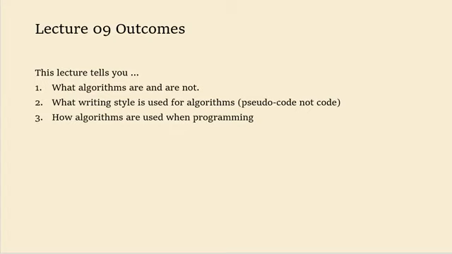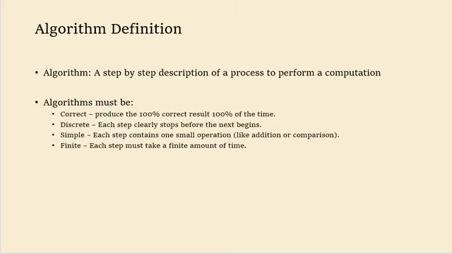So what algorithms are, what they're not, and the writing style that we use, and how we're using these for programming. All right, so here's what an algorithm is. It's a step-by-step description of a process to perform a computation, or some people say a step-by-step description of a process to solve a problem. Algorithms have certain characteristics, and if these characteristics are not there, then you really don't have an algorithm on your hand. What you have is a good idea of a problem you want to solve, but you don't necessarily have the solution in hand.